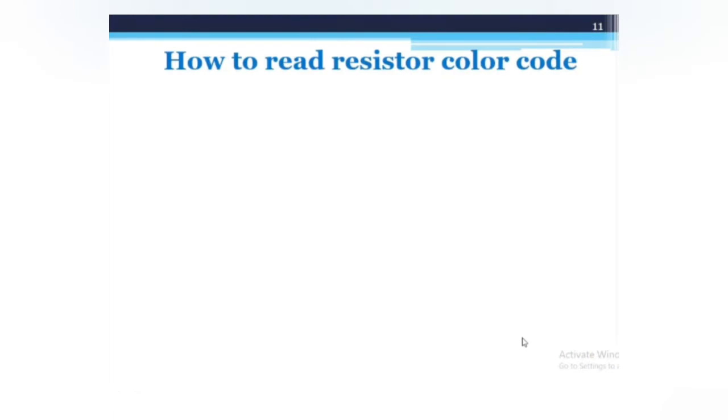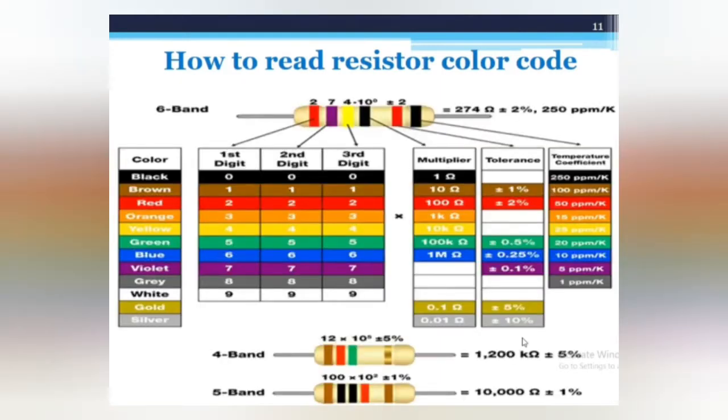Now, how to read the resistor color code, right? If physically the resistor is given to you, and if anyone asks how much is the value of your resistor, then you can read it by using these tables, right? Now, suppose this is your resistor. In that there are 6 bands, right? So the first band color is red. So according to the red color, your first value is 2, right? Second band is violet. So according to the violet color, your second value is 7.